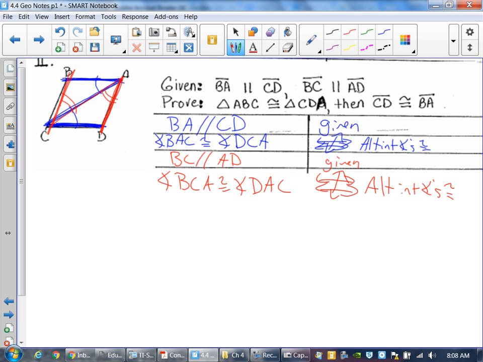A lot of times when you see both sets of parallel lines like that, hey, guess what you're always going to wind up with? Angle side angle. Because what it's creating is called a parallelogram. It's creating a parallelogram by doing that, and this does work.